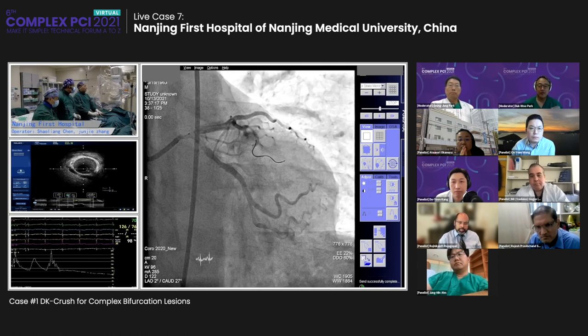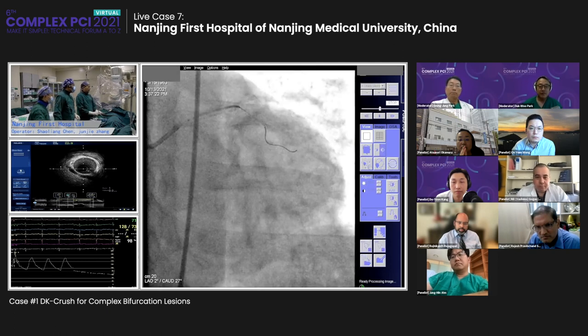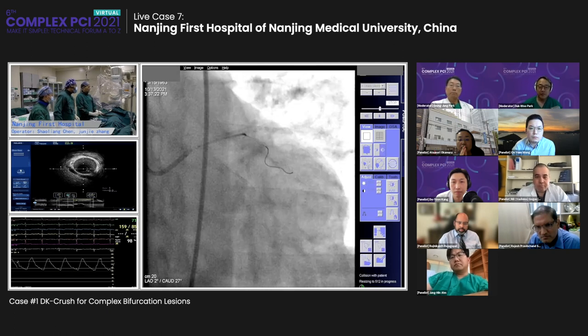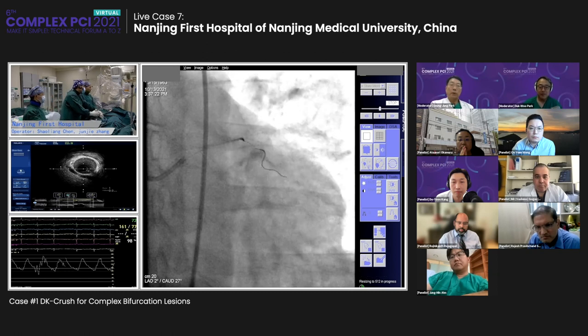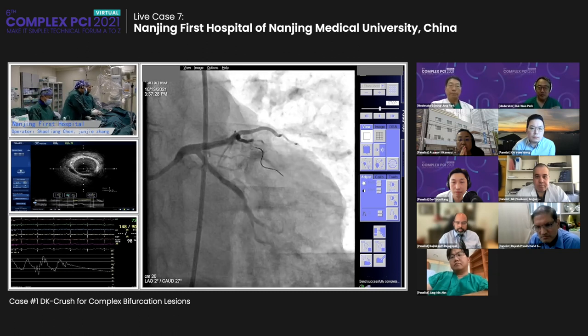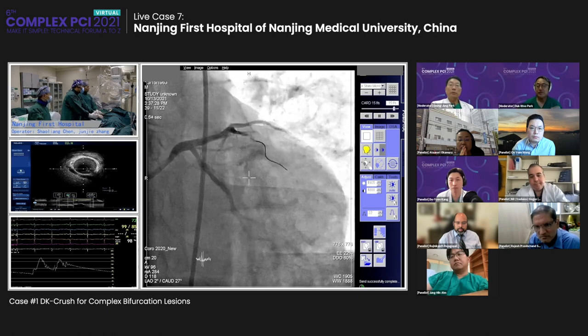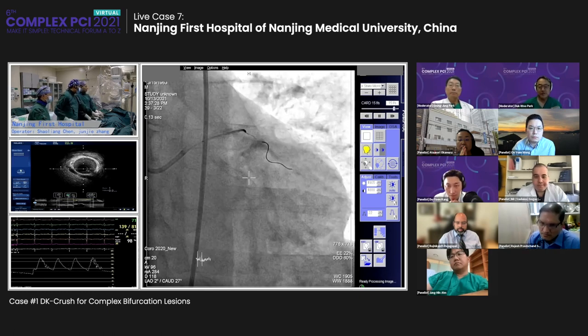Now the stent is protruding into the left main. This is not what I want, so I have to push it in. Push it in. Yes. Right. You think it's a good position? Good. Okay, inflation.